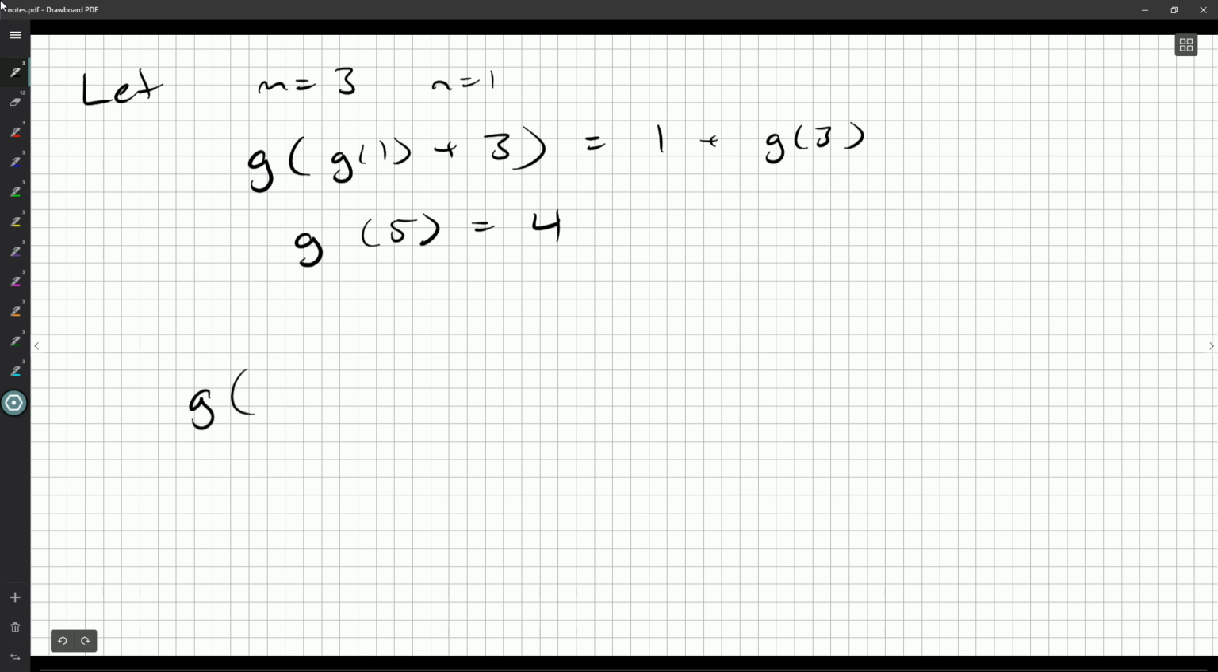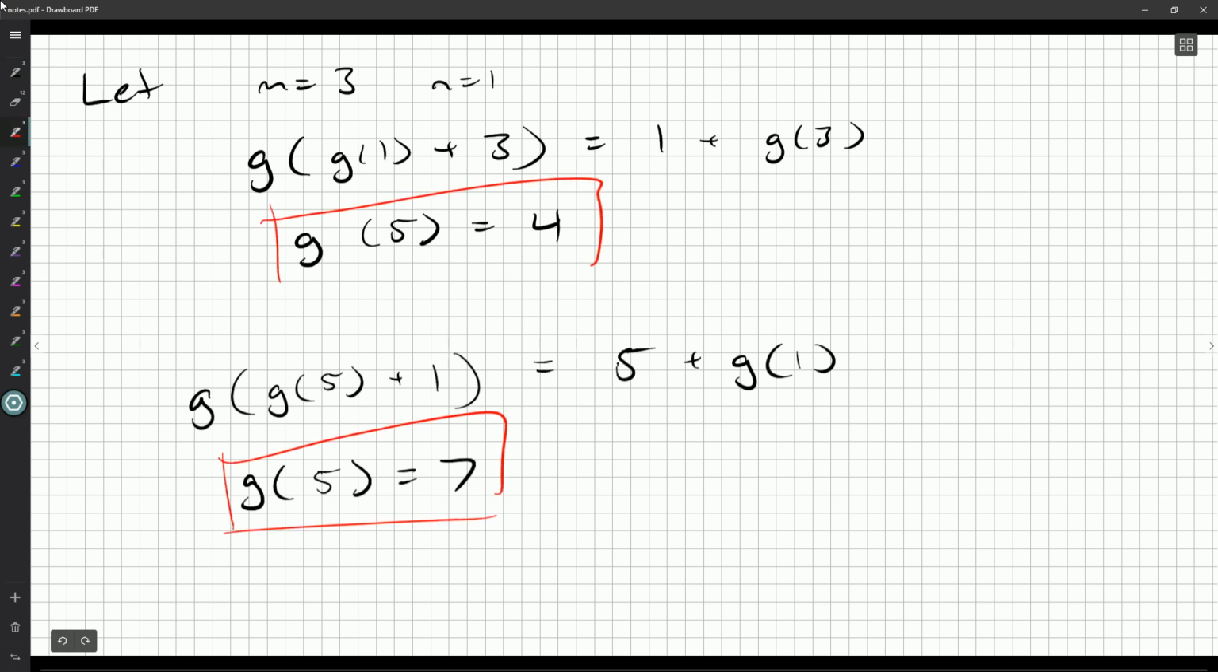Could we do g of 5 plus 1, because that would be a 4 plus 1, that would be g of 5, must be 5 plus g of 1, which is 2, and I've got g of 4 plus 1, so g of 5 is equal to 7. So this wouldn't work out properly. Yeah, so there's our contradiction.